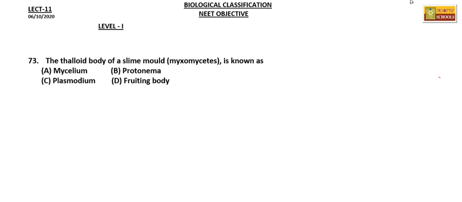Next question, the thalloid body of a slime mold. The group of slime molds, the class called myxomycetes, is known as, here, mycelium. These slime molds we don't consider as fungi. They come under kingdom Protista. And mycelium is the body of a fungus.